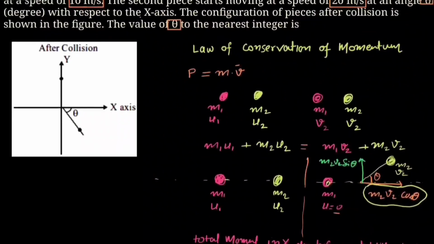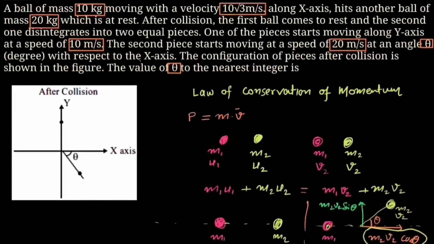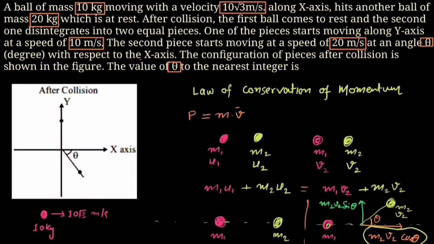Now let's move back to the question. In the question, what is given is that there is a ball. So suppose there is a ball. The mass of this ball is given as 10 kg. The velocity with which this ball is moving is given as 10 root 3 meter per second in the x direction. It is mentioned that this ball is moving with this velocity in the x direction.